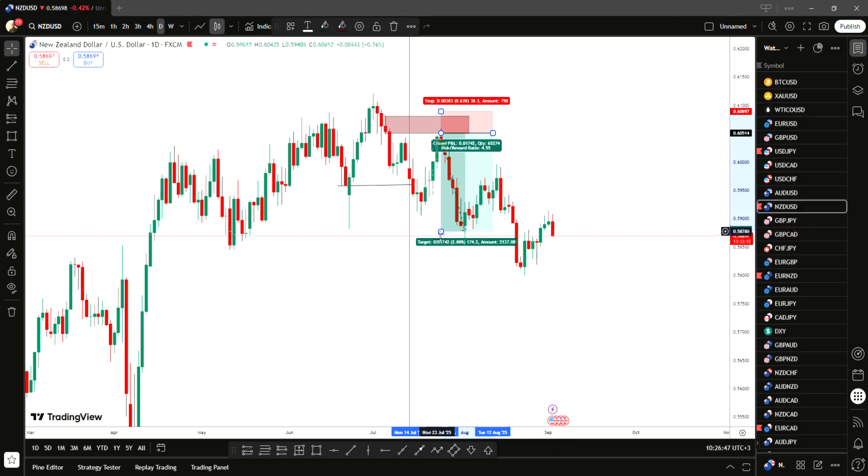Prepare and execute. Then after breaking structure here, it retraced a little bit, I think, to come and react from this supply zone, which it did not tap, and then it dropped further, giving you 230 pips, guys. And now it has reacted from this zone.